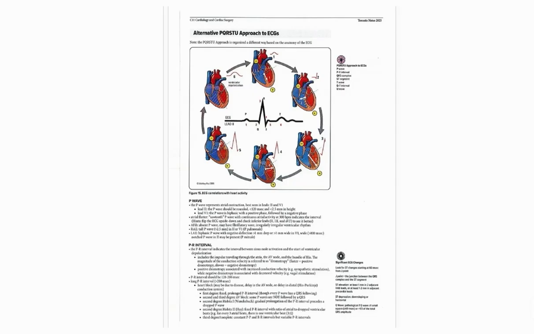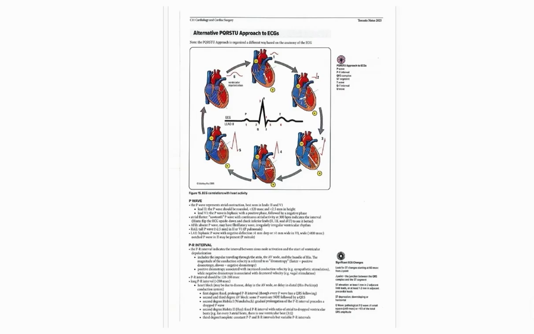4. ST segment, or early ventricular repolarization. The ST segment begins at the J point, which is the junction between the end of the QRS complex and the beginning of the ST segment. Normally, the ST segment is isoelectric, meaning it lies on the baseline. Important abnormalities include ST elevation suggesting acute myocardial injury or STEMI.